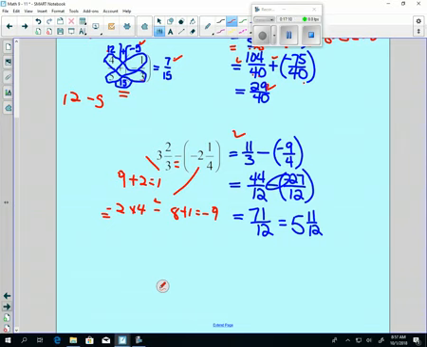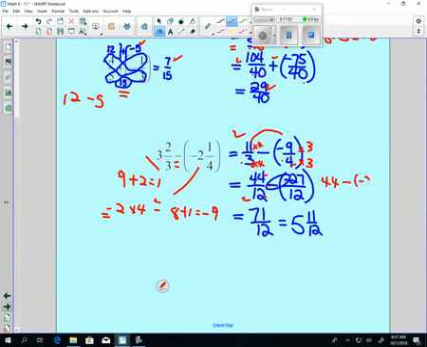44 over 12 minus a minus 27 over 12. Where did we get that? Well, here. First of all, we have a 3 and a 4. The common denominator is going to be 12. To get from 3 to 12, you have to multiply by 4. So top and bottom multiply by 4 becomes 44 over 12. Here, to get to 12, you have to multiply by 3. 4 times 3 is 12, minus 9 times 3 is 27. So we have 44 minus a minus 27.